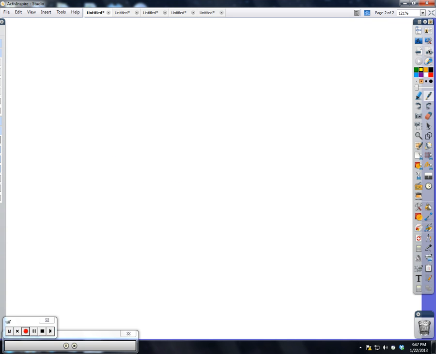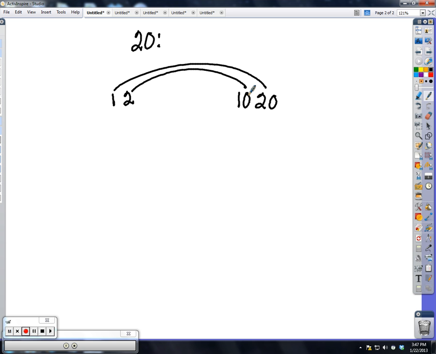Okay, let's look at another number. Let's say that you want to find all of the factors for the number 20. Once again, down below, we're going to make our factor rainbow. 1 times 20 is 20. 2 times 10 is 20.